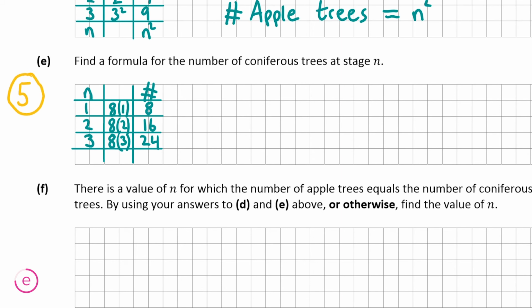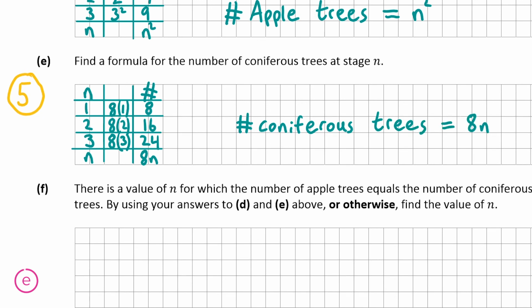So I'm going to write that down now. At stage n, the number of coniferous trees is 8n, because we can see a pattern there. We're just going to multiply 8 by the number of the stage we're trying to find. Therefore, the number of coniferous trees is equal to 8n. So that's part E of the question.